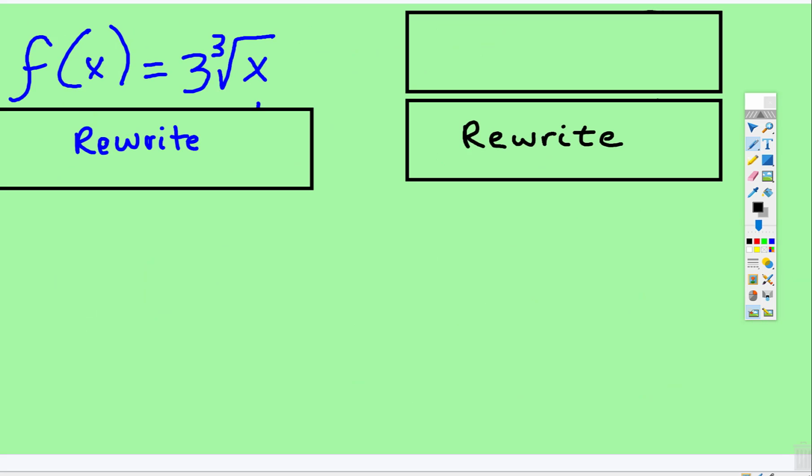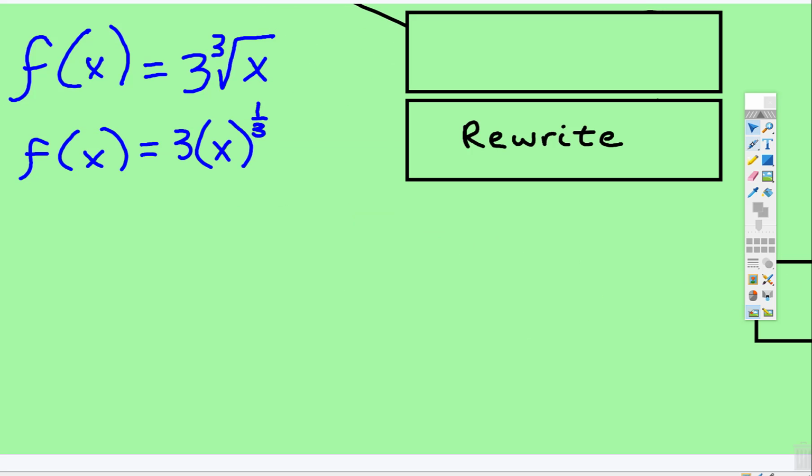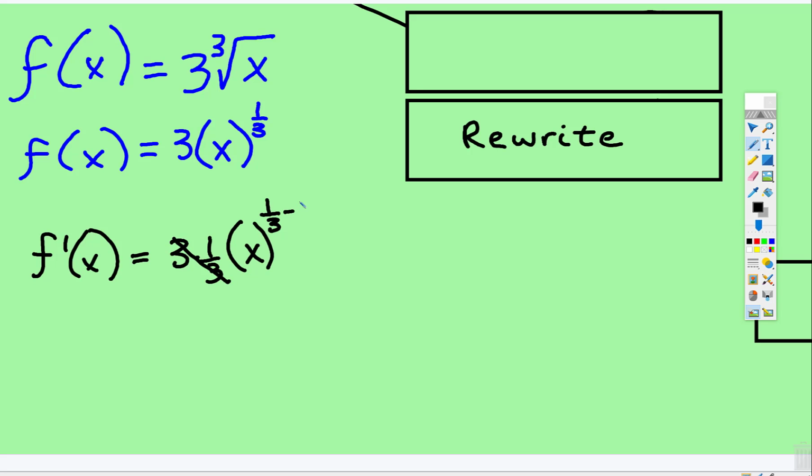So we have 3 times the cube root of x. So we're going to rewrite it. So that's 3 times x to the 1/3 power. So when we find the derivative of that, 3 times the 1/3 will come down in front. Those will cancel. And that becomes x to the 1/3 subtract 1, which becomes x to the negative 2/3.